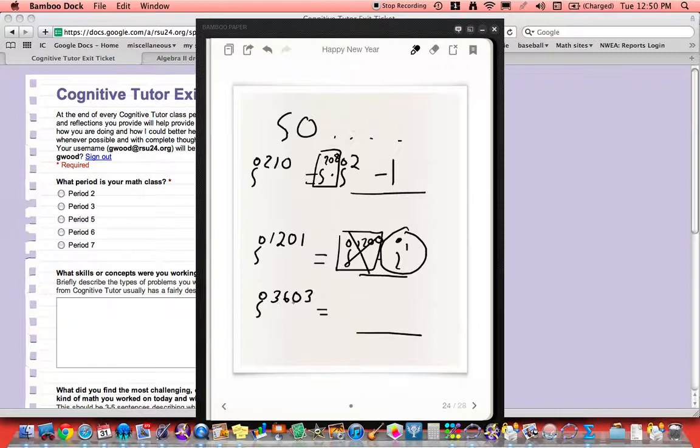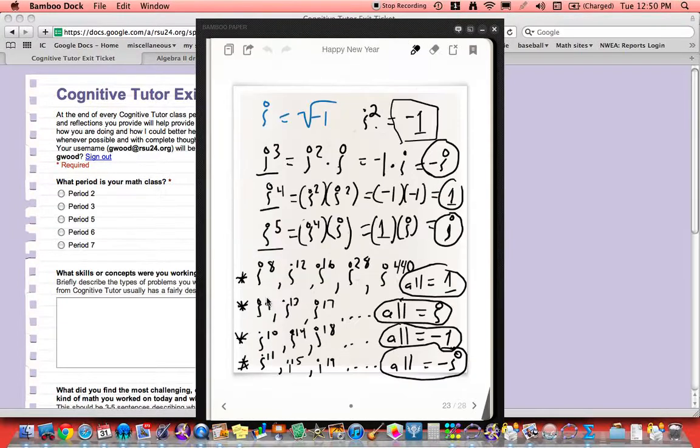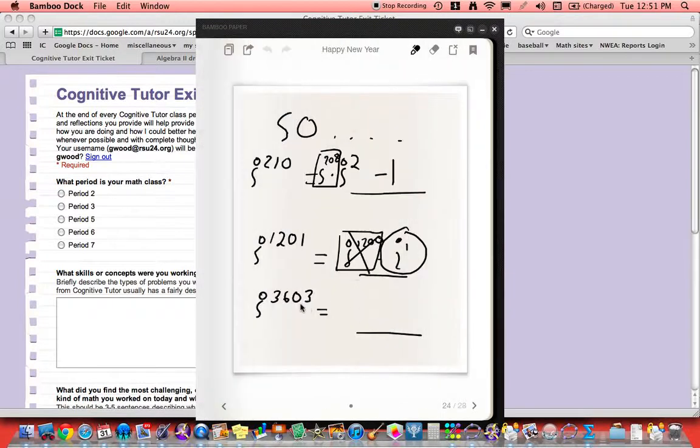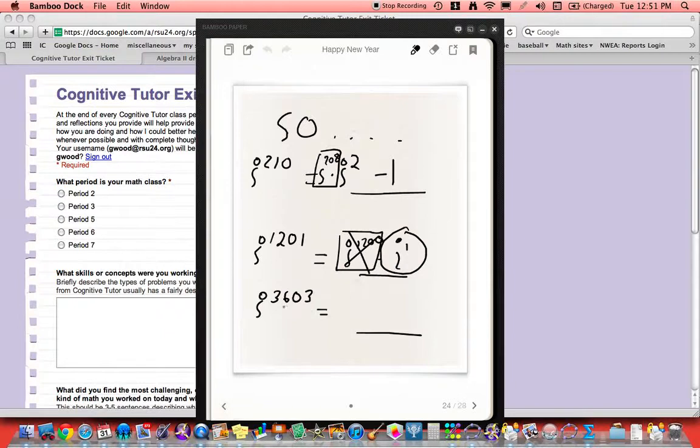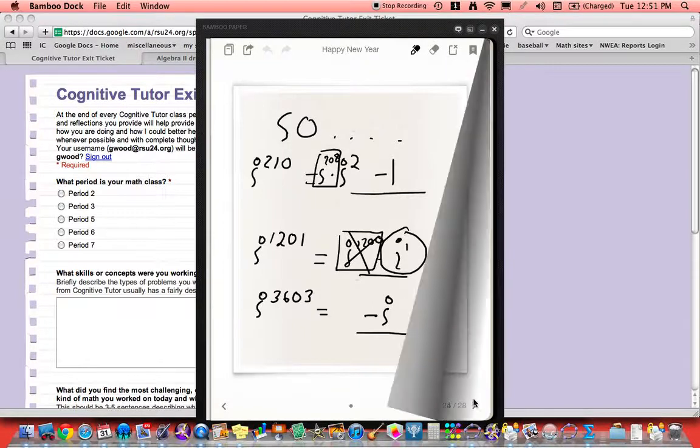3,603. 4 times 900 is 3,600. This is 3 more. Let's go back. What's i to the third? Negative i. Okay? So since i to the third is negative i, i to the 3,603 is also negative i. Okay? That's a quick review.